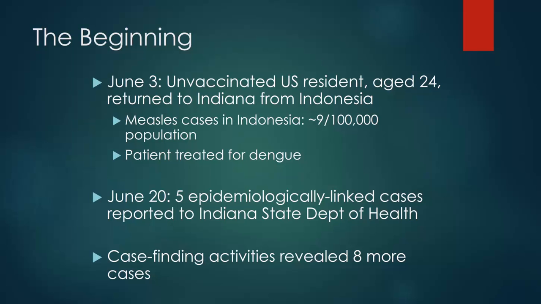On June 20th, 5 family members of this individual exhibited rash illness symptoms, and they came to the attention of the Indiana State Department of Health. Case-finding activities related to this revealed 8 more cases, all but 1 of which were family. The investigators identified an Indonesian strain of measles and proceeded to perform contact investigations for all of the diagnosed individuals.